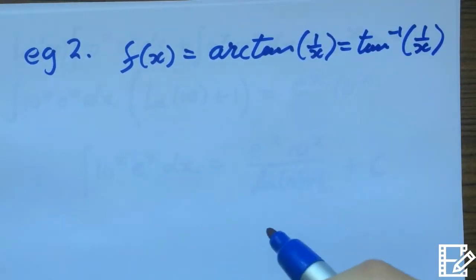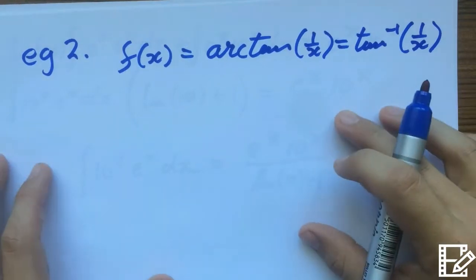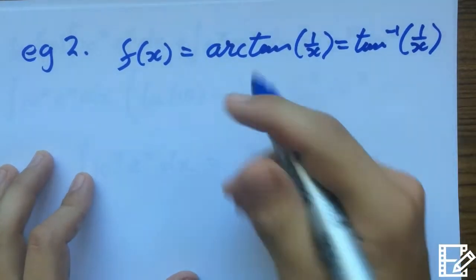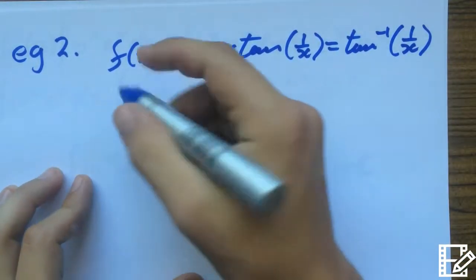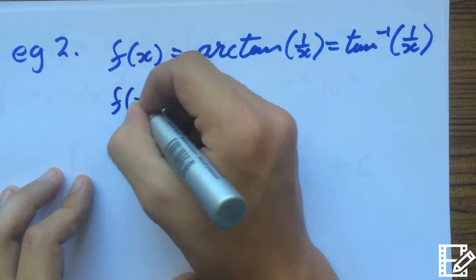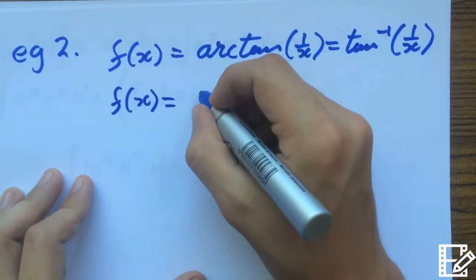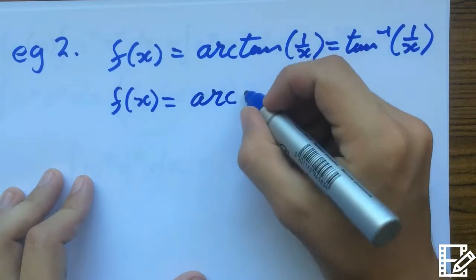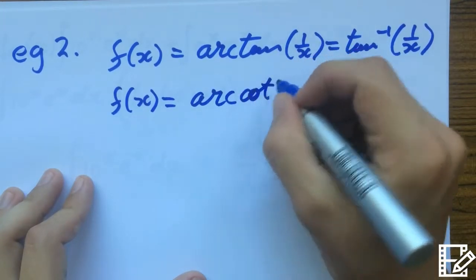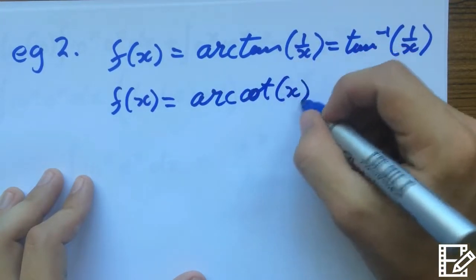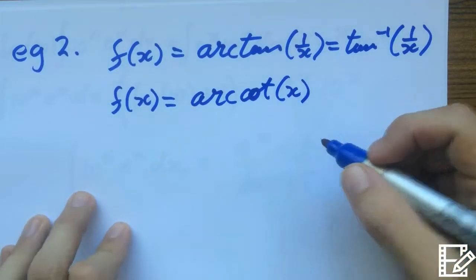Now I'm going to show you something that you probably haven't seen. Hopefully haven't seen, because that would make me feel better. But you can write this as arc cotangent of x. Now, why?